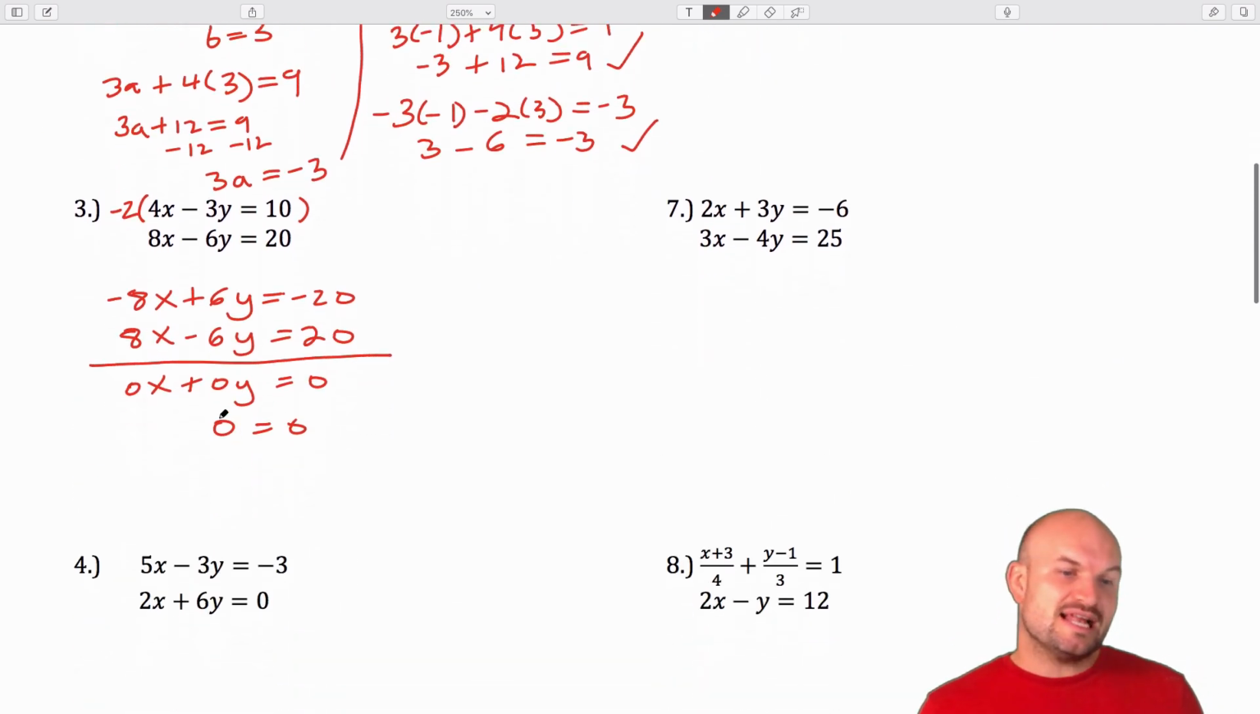But we can see that since this is true for all x's and y's, that means no matter what value I plug in for x and y, it's going to satisfy both equations. So if it satisfies both equations, that means both equations have to be exactly the same. So we're just going to write infinitely many solutions.